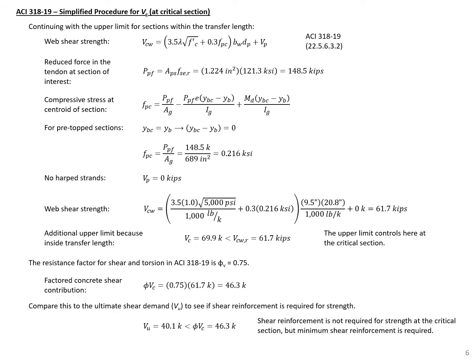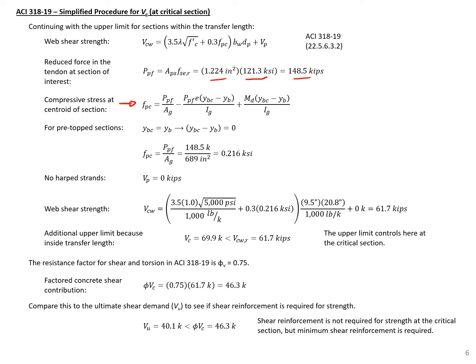Our upper limit for our V sub C, when we're inside the transfer length, is going to be our V sub CW using that reduced force in the tendon. So we can calculate the reduced force in the tendon by taking our reduced stress from the previous slide times our total pre-stress area, which gives us our force here of 148.5 kips. And then we need to calculate our V sub CW. To calculate our V sub CW, we need to find the compressive stress at the centroid of the section, and we'll use this equation here.